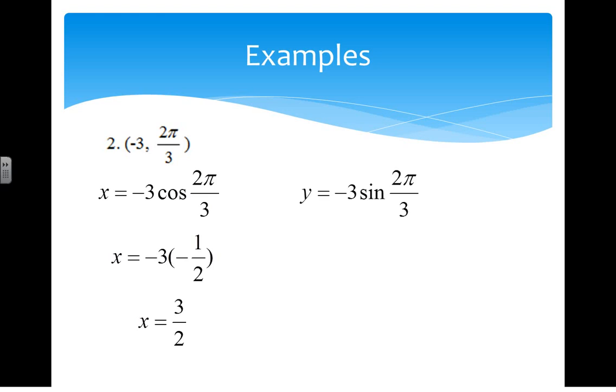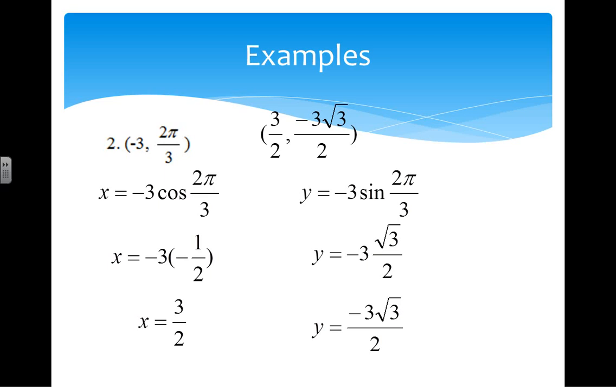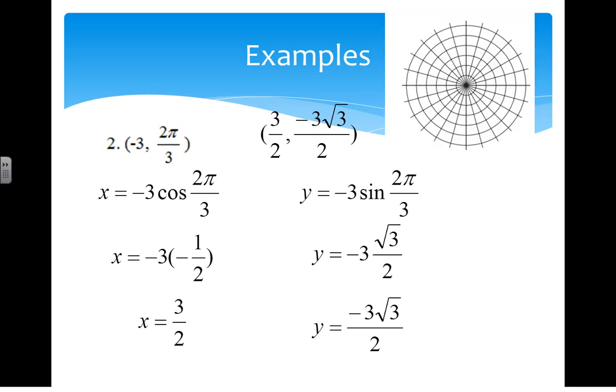I'll do the y. y equals negative 3 times the sine of 2 pi over 3, which is going to be a positive radical 3 over 2. And then when you multiply, you're going to get negative 3 radical 3 over 2. You put it together in a point, and you stamp it, and it's over with.